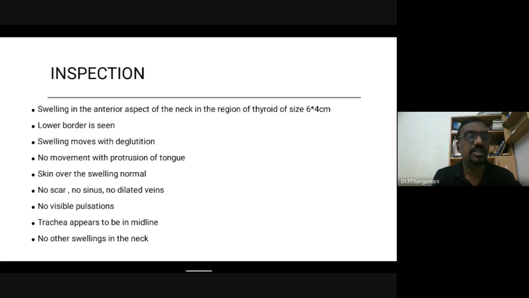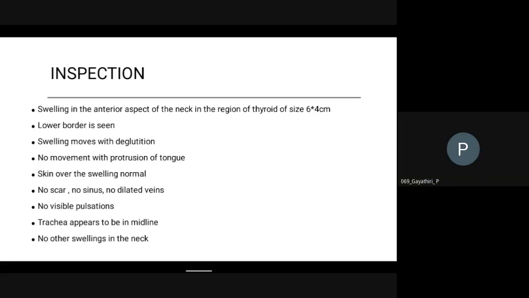All right. Single swelling of butterfly shape, size about 6 centimeter, is found in the anterior aspect of the neck. The surface appears nodular or uneven, and the skin over the swelling is normal, no scars, no sinus. Like that, you should present it without omitting anything. Lower border is seen.